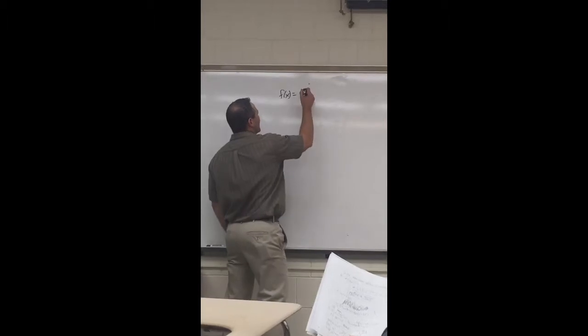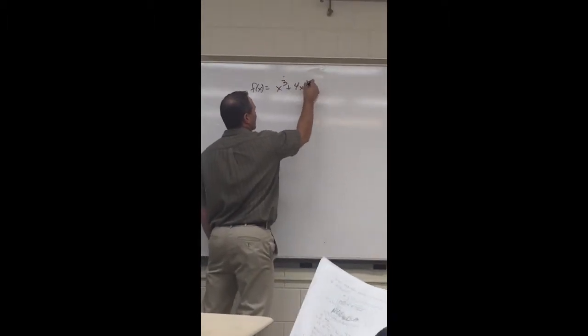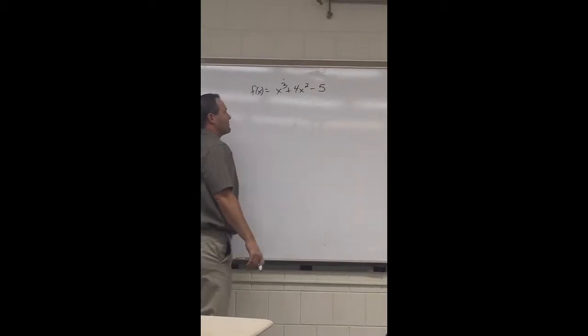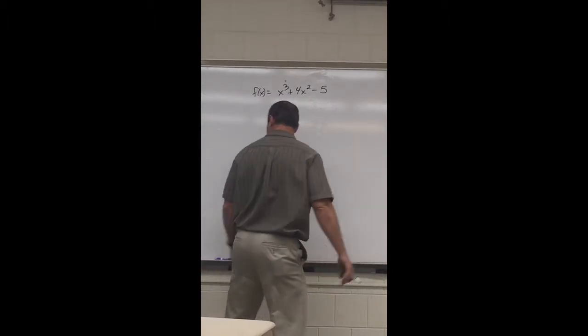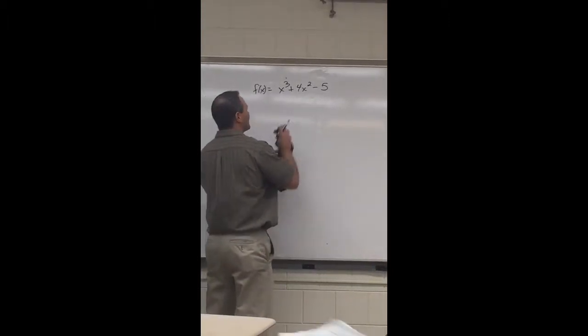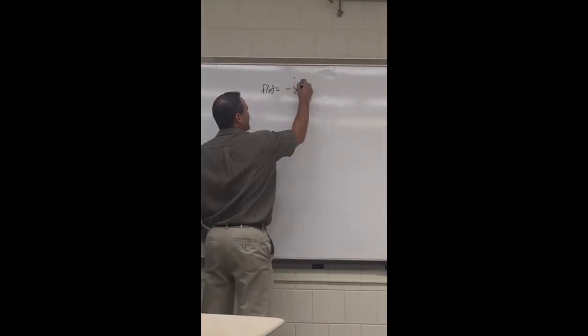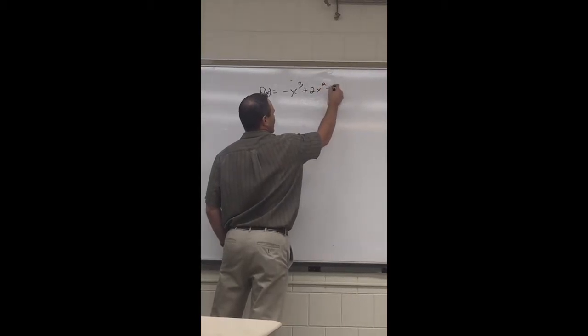So we'll do x cubed plus 4x squared minus 5. That looks similar to what we're doing with. I just looked at your notes. That's too close. We'll go negative x cubed plus 2x squared minus x plus 1.